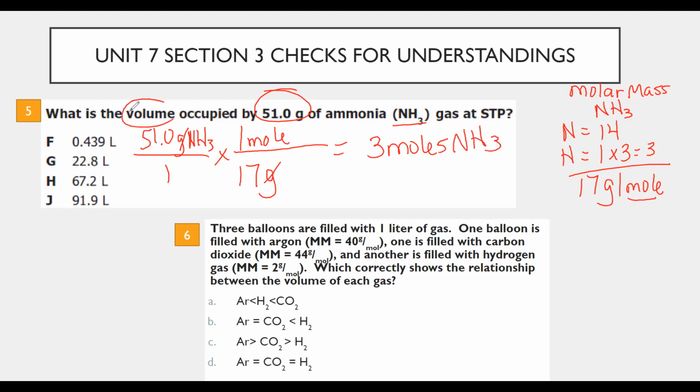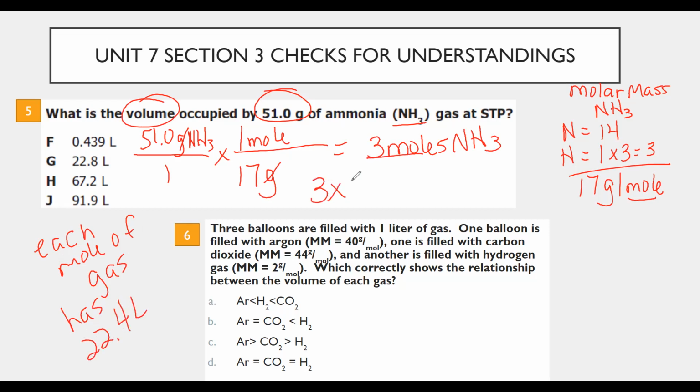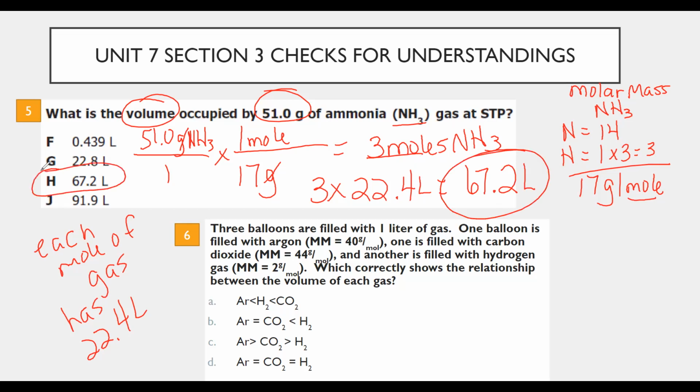They want to know the volume. Remember, each mole of gas has 22.4 liters, and we have 3 moles. That's just 3 times 22.4 liters, and you should end up with the answer of 67.2 liters. Your answer is letter H.